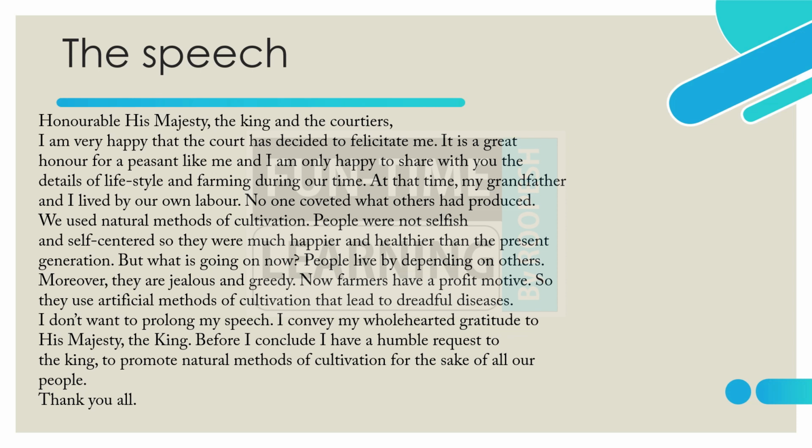But what is going on now? People live by depending on others. Moreover, they are jealous and greedy. Now, farmers have a profit motive. So, they use artificial methods of cultivation that lead to dreadful diseases. I don't want to prolong my speech.